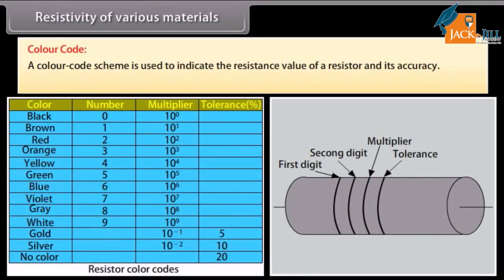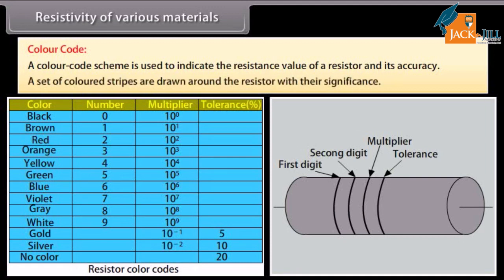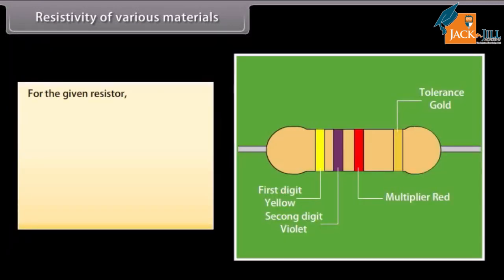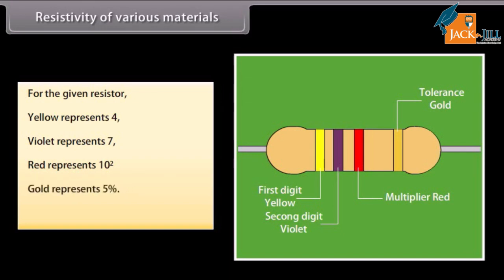A color code scheme is used to indicate the resistance value of a resistor and its accuracy. A set of colored stripes are drawn around the resistor with their significance. Let's take an example. For the given resistor, yellow represents 4, violet represents 7, red represents 10 raised to the power 2, and gold represents 5%.